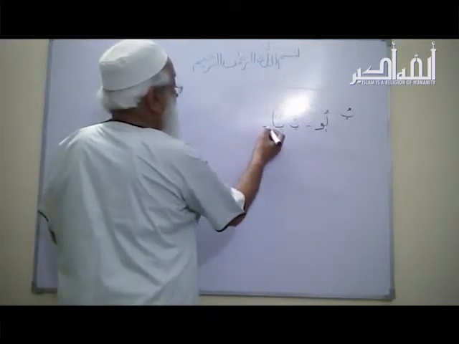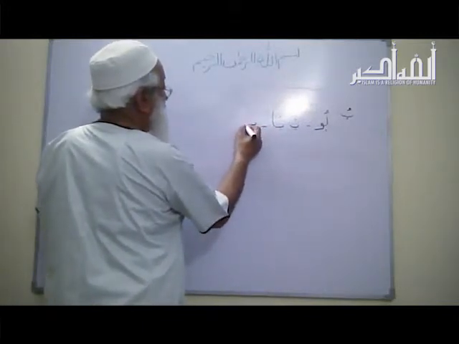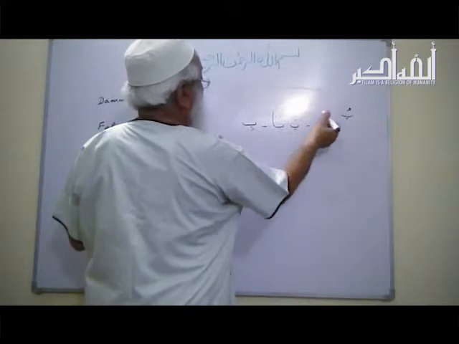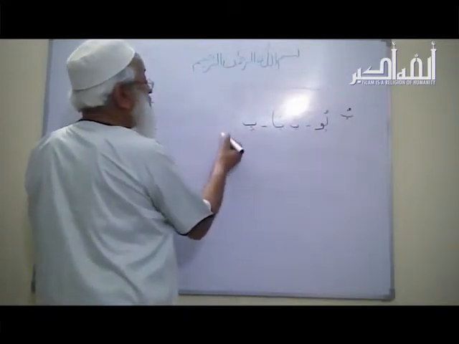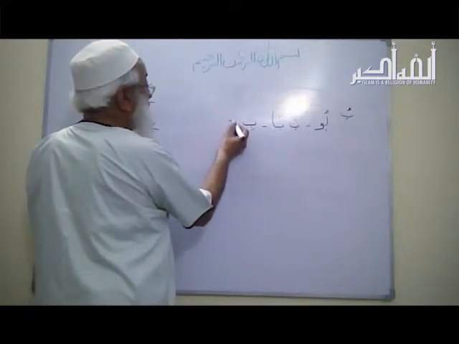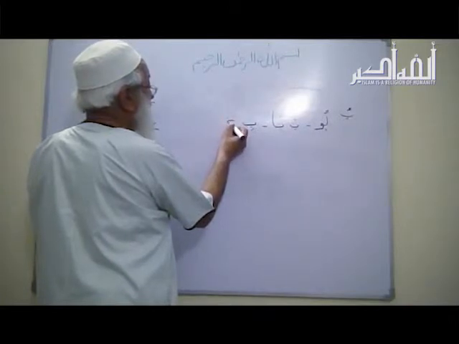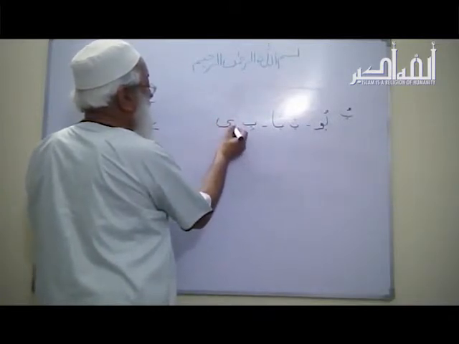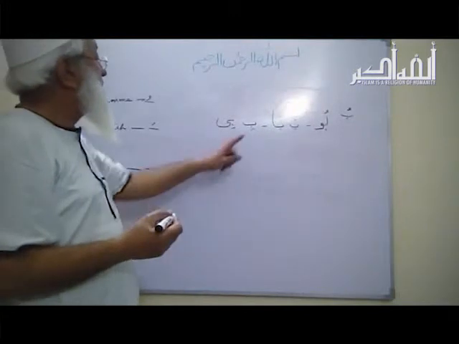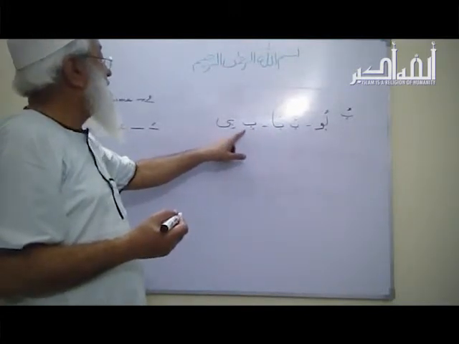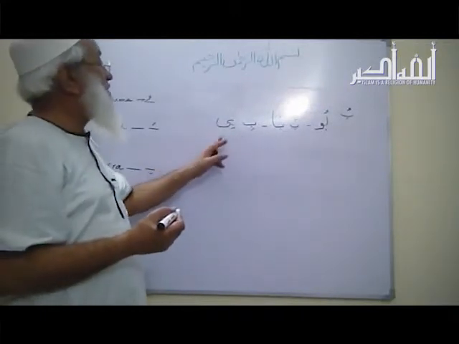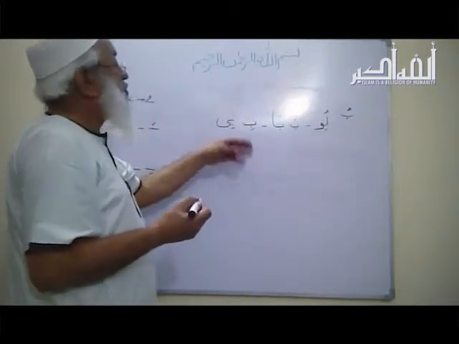Similarly, the sound of this is actually Dhamma, this is Fatah, and now we are using Kisra. So for this Kisra, what we use is B. This we say only B. This we say B. So here is the difference of all the three signs and how we can prolong it.